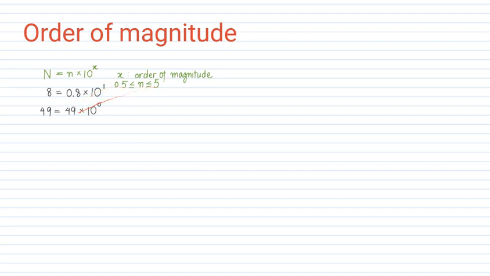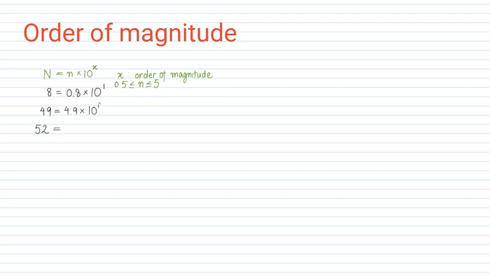No. So in that case, what you will do is, you will add a decimal here. So you will have 4.9 times 10 to the power 1. So in this case also, the order of magnitude is how much? 1. Fine. Let's take one more example.